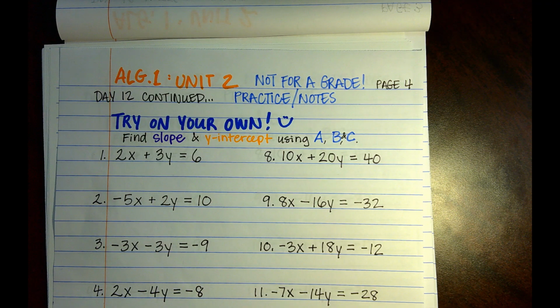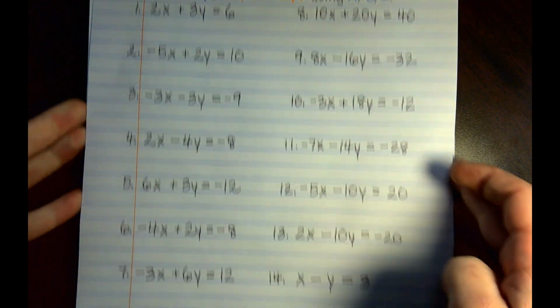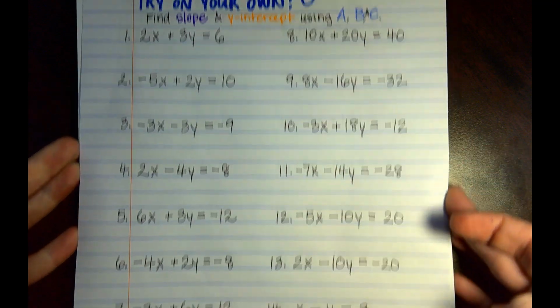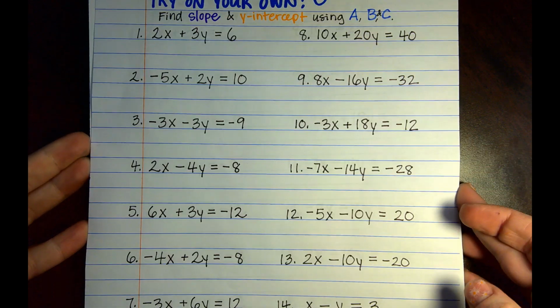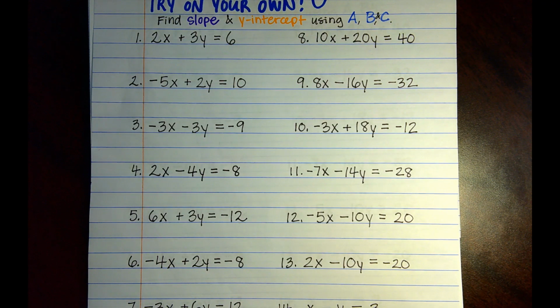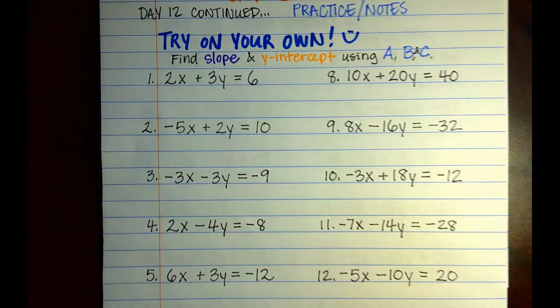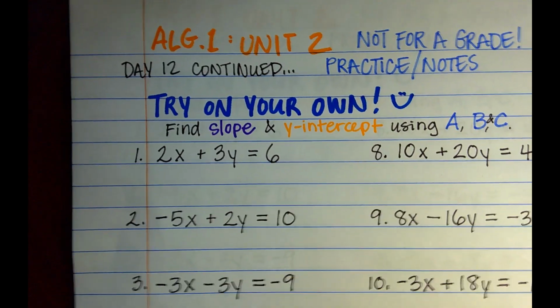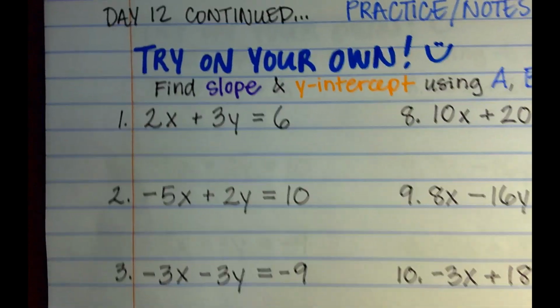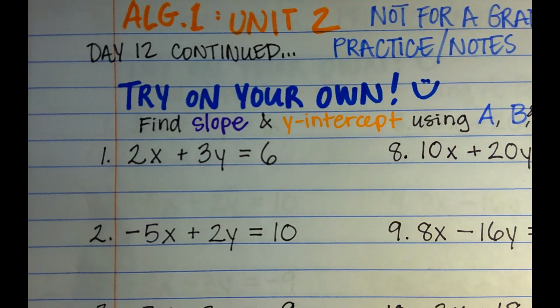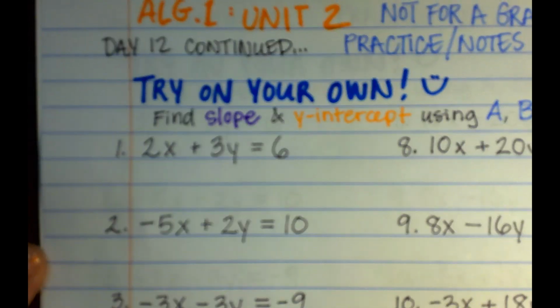So for anyone watching at home, here's all the problems written out. We just had about 25 minutes or so, and everyone worked on these on their own. Now we're going to go over the answers. So we are finding slope and y-intercept for standard form equations, Ax + By = C.